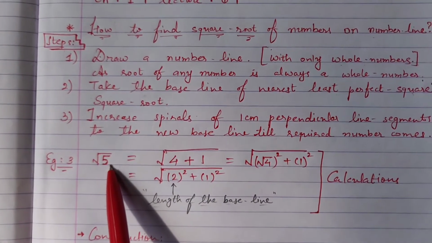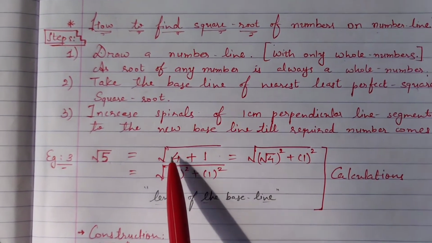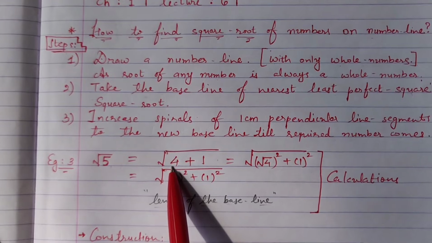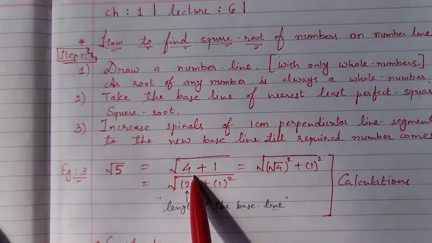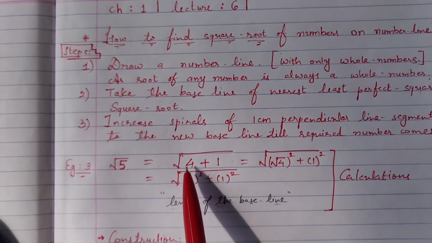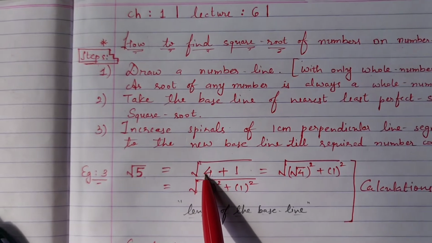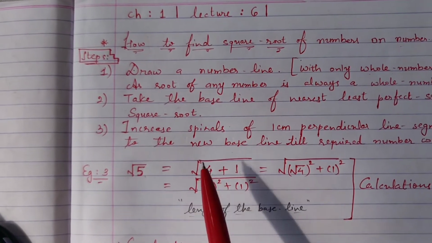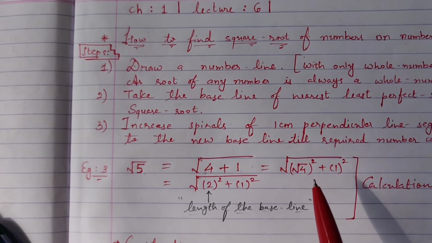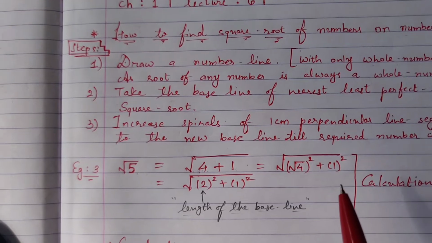So how can root 5 be written? First of all, 5 can be written in the form of 4 plus 1. Why is it so? Because 4 is the nearest least perfect square to 5. So that's why I am taking 4. But whenever two numbers come like this, you need to write both of them inside the square root and take the square of them. That is what we have learned from the last lecture, Pythagoras theorem.